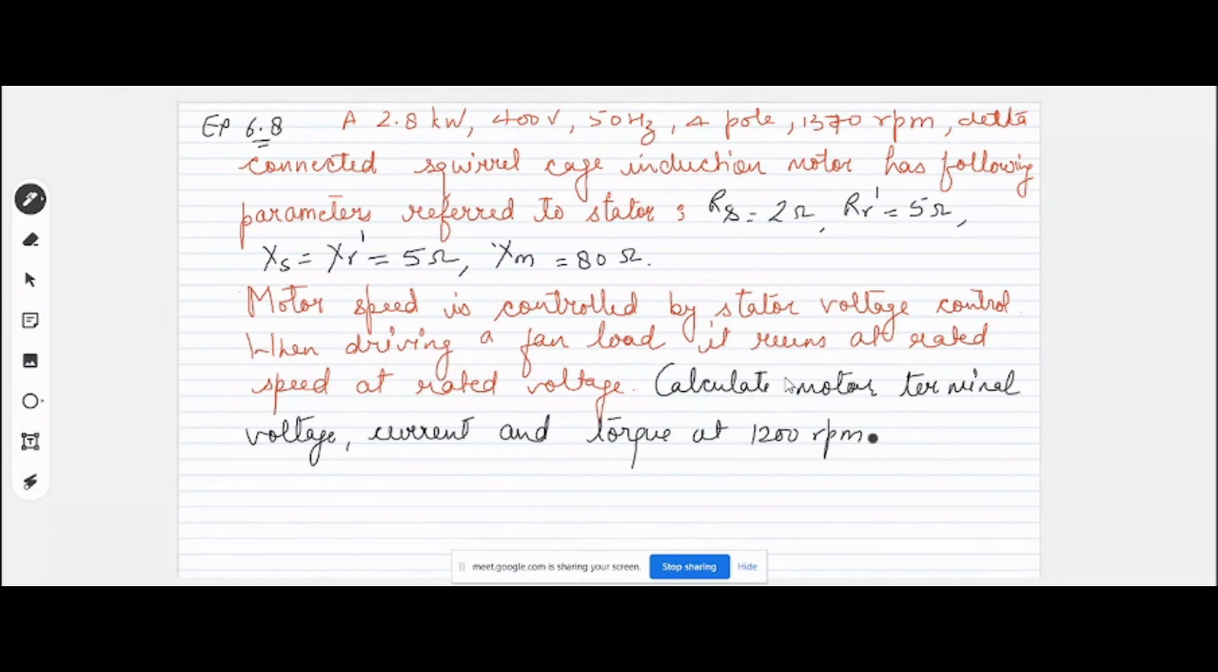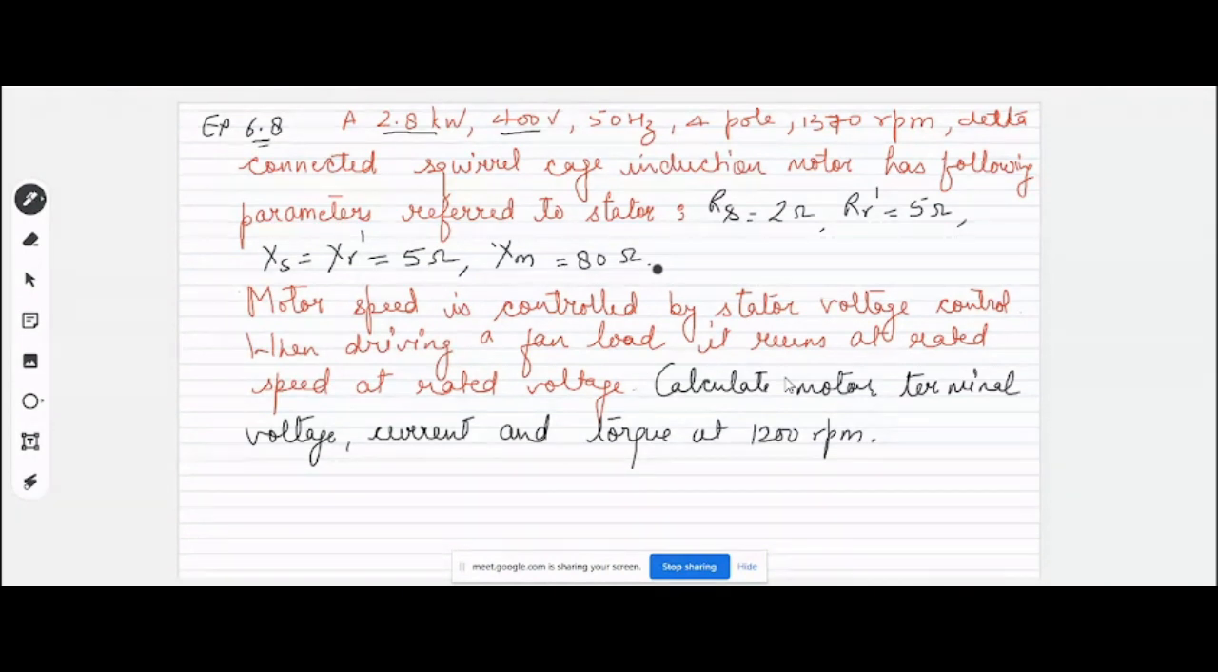We have an induction motor of 2.8 kilowatt, 400 volts rated voltage, and 50 hertz of supply, meaning it requires a 50 hertz supply. It is a 4 pole motor, runs at 1370 rpm, and is delta connected, with these internal parameters. They say that the speed of this motor is being controlled by stator voltage and it is driving a fan load, right? And that fan load is such that it runs at the rated speed when we apply the rated voltage, right?